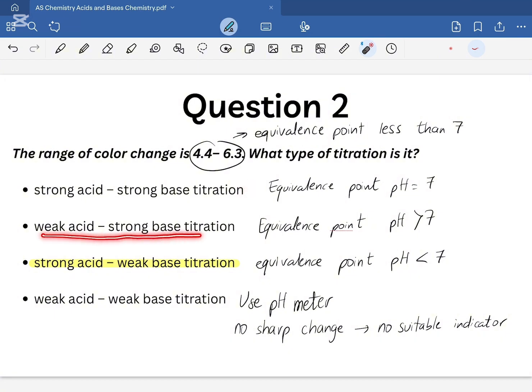For a weak acid, strong base titration, the color change usually occurs at a pH that is greater than 7 for the equivalence point. So this is also wrong. For the strong acid and weak base, the equivalence point occurs at a pH that's less than 7, which is this case over here. So this is correct. For a weak acid, weak base titration, we need to use a pH meter, as there are no suitable indicators for this type of titration, and it's difficult to find an indicator that's suitable. So the only correct option is the strong acid, weak base titration.